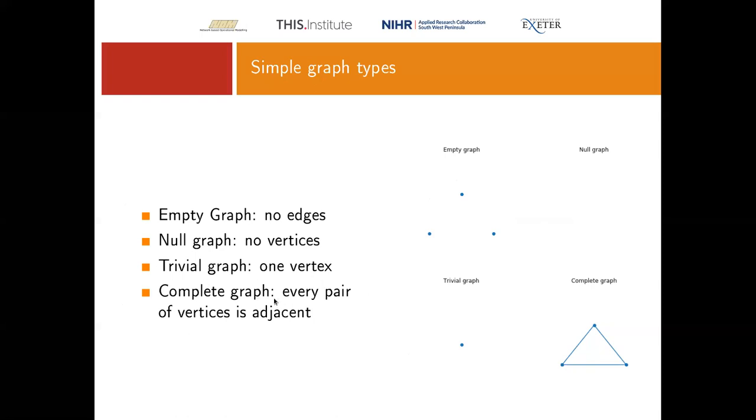And most importantly here, a complete graph: every pair of vertices is adjacent. That means that each vertex is connected to every other vertex or node. That's an important concept that you need to remember. So we can have graphs that are entirely empty or entirely complete. And when we build a network out of real world data, what we actually get is something somewhere in between. It's not an empty graph or a null graph, but it's also not normally a complete graph.